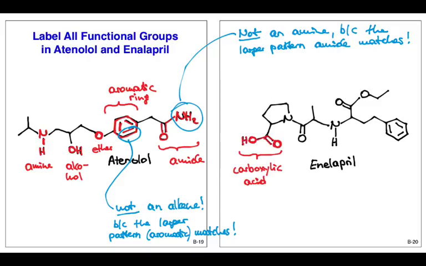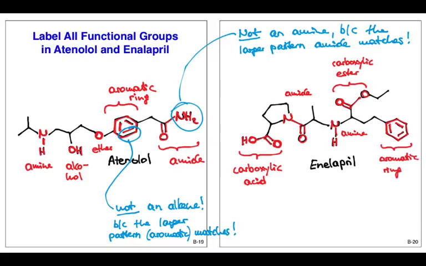Now, we can finish up the example on the right. So here we have a carboxylic acid. We have another amide. We have an amine, that's right. And an ester. And finally, an aromatic ring.